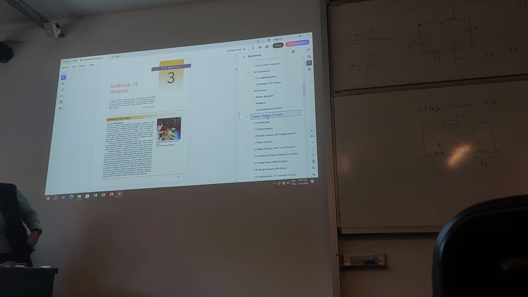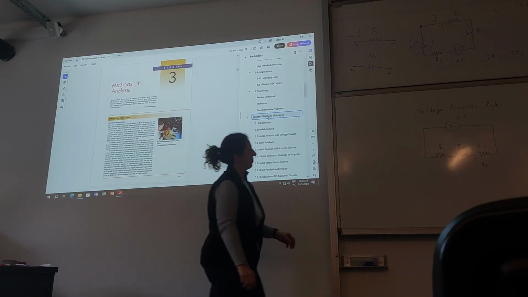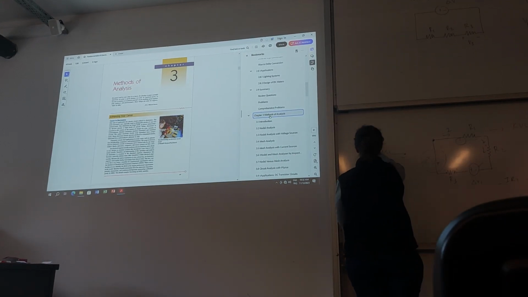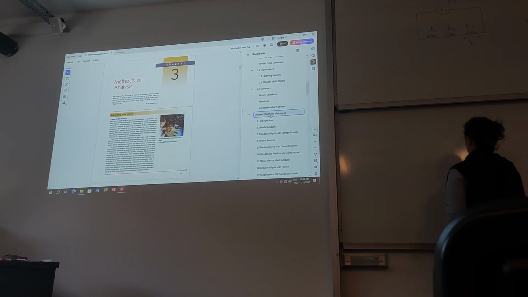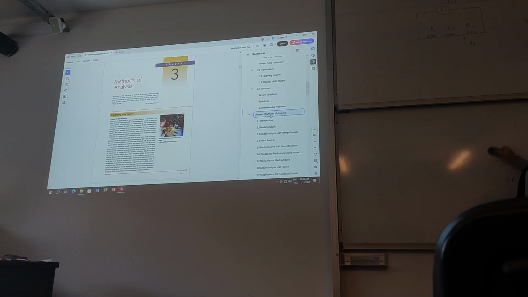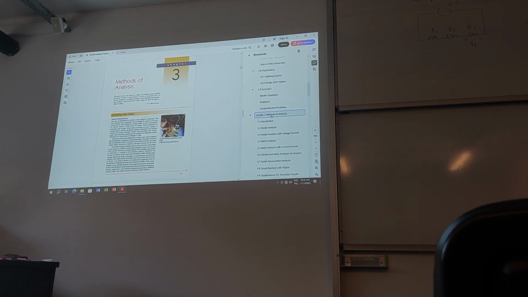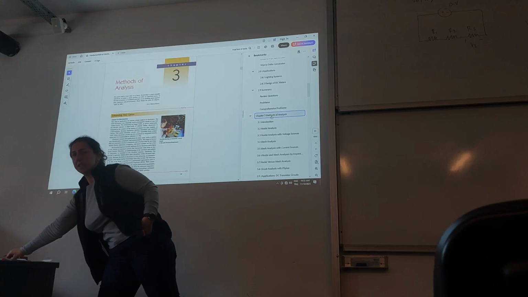Now we come to the methods of analysis. So, node voltage methods. Which Kirchhoff rule do we apply in the node voltage methods? KCL.